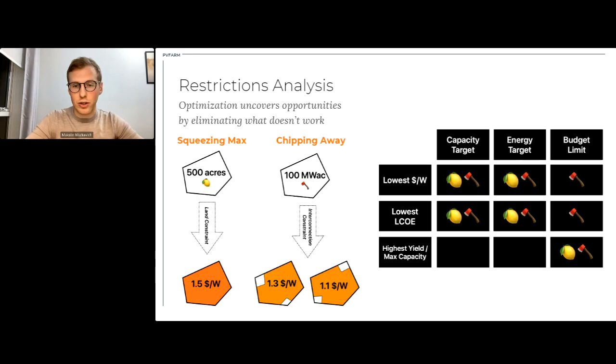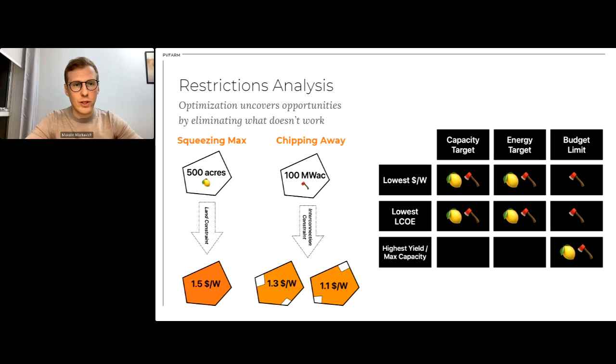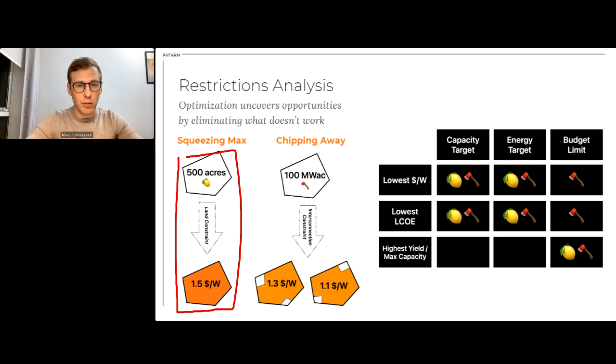Next one is about restrictions analysis. And again, if I go back quickly, you can see context and restrictions analysis as a second step. The restriction analysis is simple. Do you have a land constraint or an interconnection constraint? If it's a land constraint, then you have, let's say, 500 acres and you just want to squeeze the maximum. That's why we use the lemon emoji. We want to squeeze maximum DC or maximum yield. And the cost, like dollar per watt, can be extremely high, but it doesn't matter. You want to squeeze the maximum.